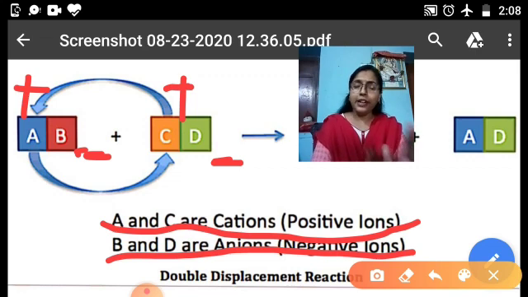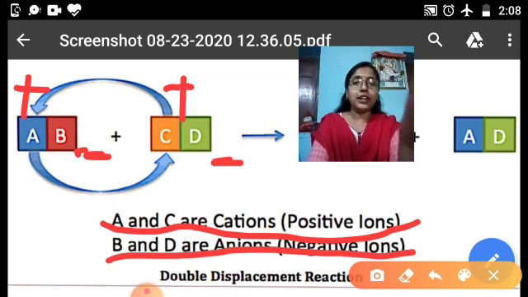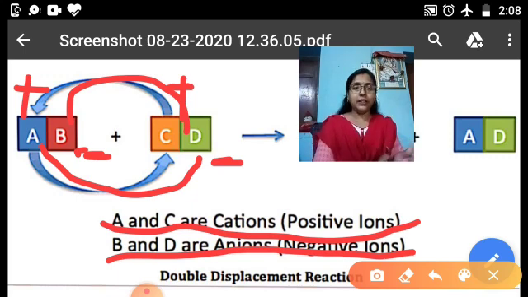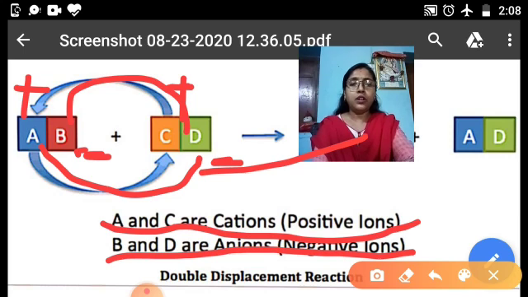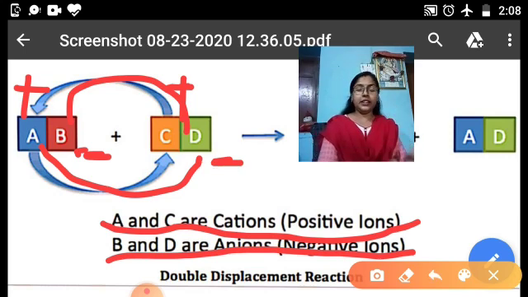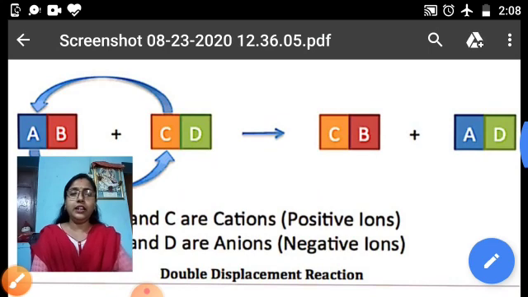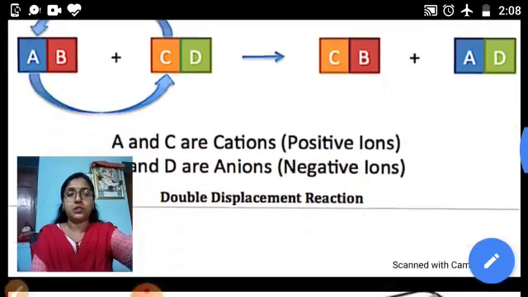Now when compounds react with each other, what will happen? They will exchange their elements. That means A will take D and B will take C. Plus minus, plus minus. Positive negative, positive negative. So cation and anion will combine to form a new compound. Again cation and anion will form another compound. So that is CB and AD, the two new compounds. In this way the double displacement reaction takes place.